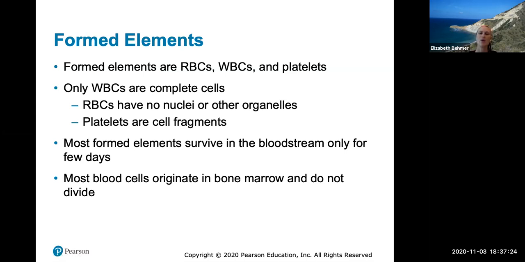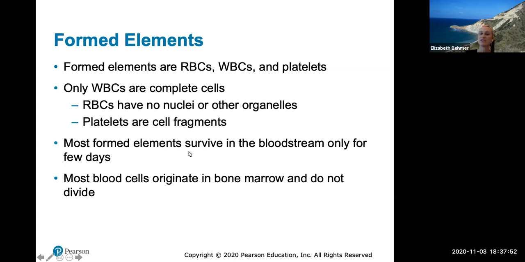platelets. Only the white blood cells are what we call complete cells. And that's because your red blood cells have no nucleus and they don't have any other organelles. So your red blood cells, their only purpose is to carry oxygen. So they have hemoglobin in them. Otherwise, your white blood cells are called the complete cells because they'll have a nucleus, lysosomes, other organelles in them. And platelets are just fragments of cells.